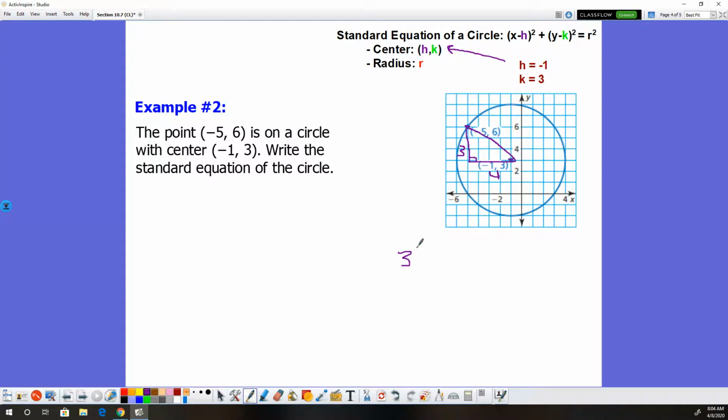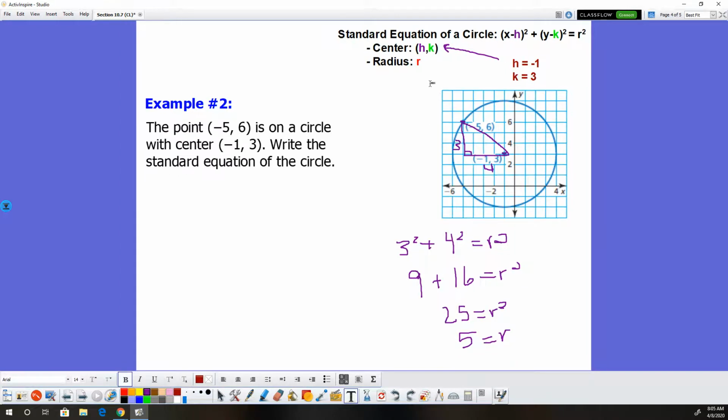So we'll just do 3 squared plus 4 squared equals r squared. It's the radius squared. Okay, 3 squared is 9. 4 squared is 16. That's going to equal r squared. Well, guys, 9 plus 16 is 25. To undo a square, you do the square root. So square root of 25, you get r is 5. Okay, so we have our h, we have our k, and then we have our r is 5.